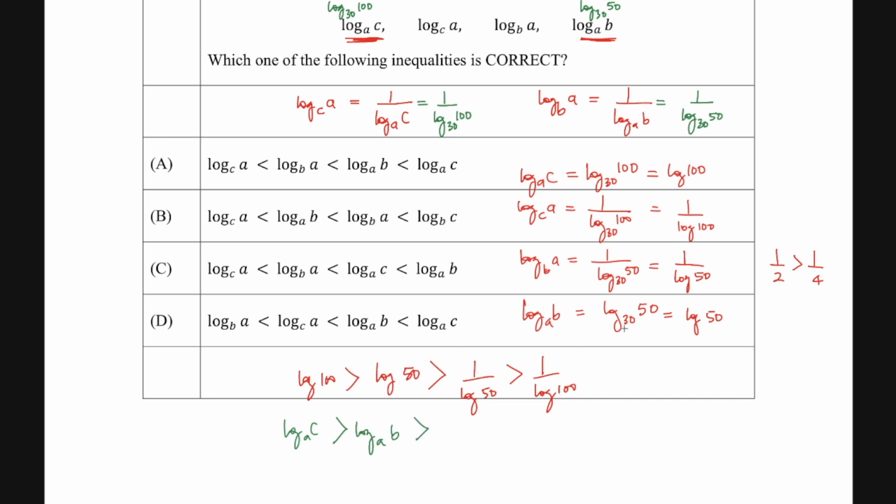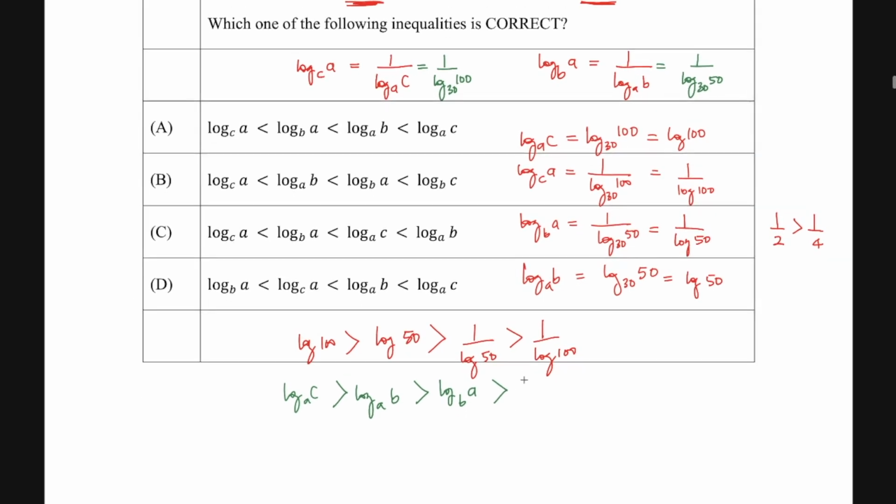This actually came from 1 upon log 50, it came from log base BA, and 1 upon log 100 came from log base CA. So log base CA is smallest, then the bigger one is log base BA, so this is incorrect. So log base CA is smallest, then log base BA, then log base AB, and then log base AC. So option A is the correct one, which matches this.